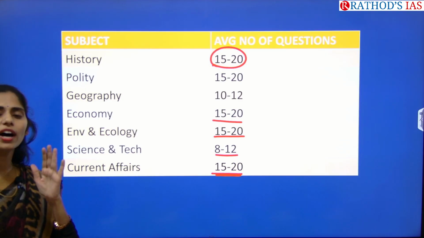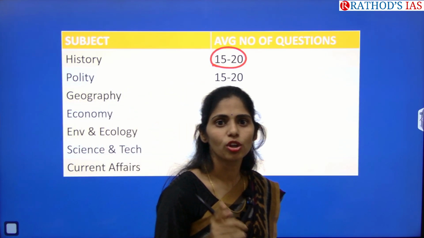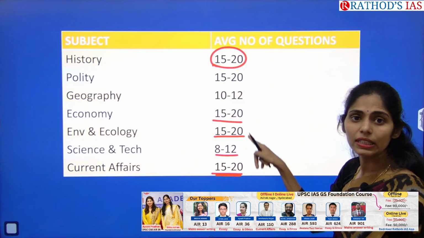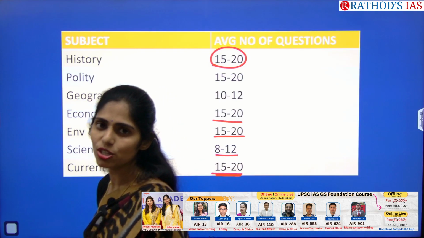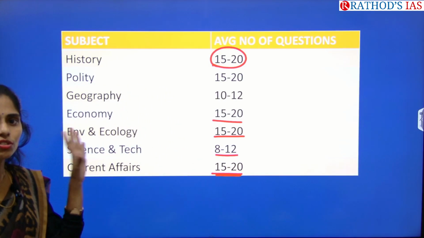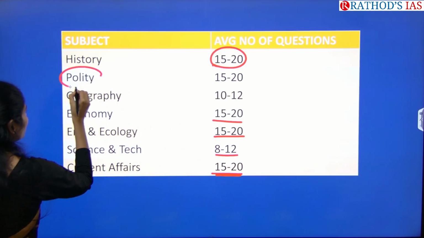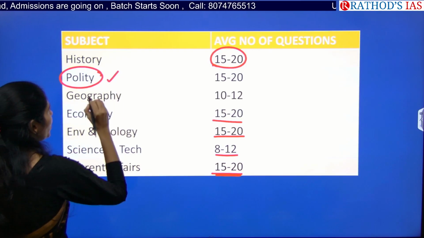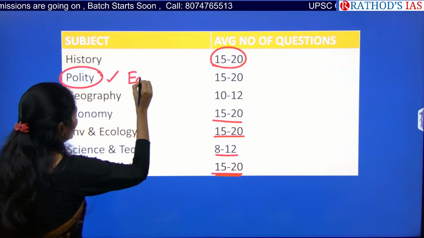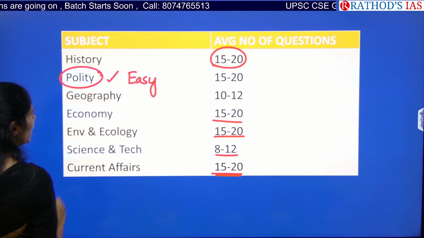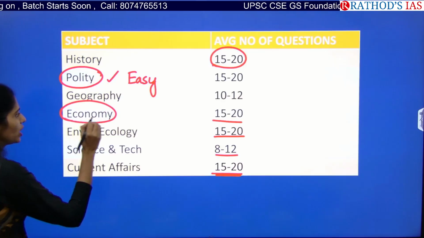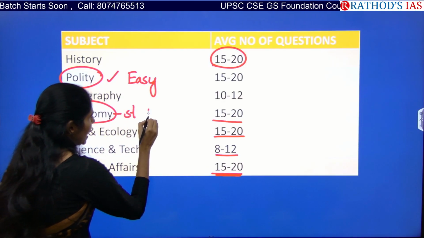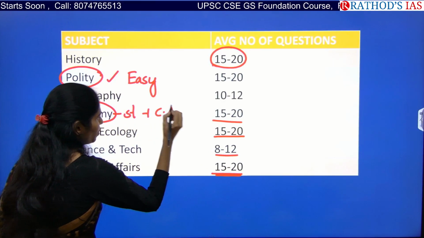Okay, so if you are intelligent, your plan should be based on the number of questions you get, that is, on the contribution of each subject. Always give priority to history and polity, because the questions are very easy and direct. The second priority should be given to economy, because in economy you get both static and current affairs based questions.